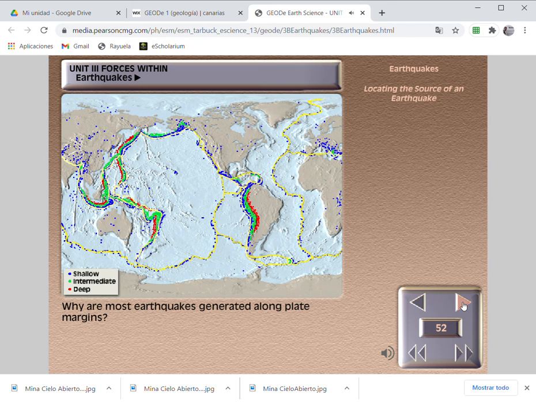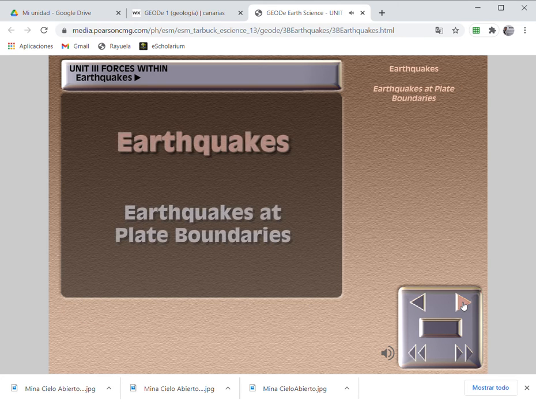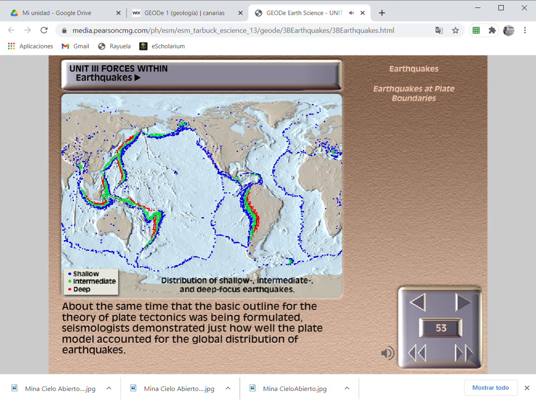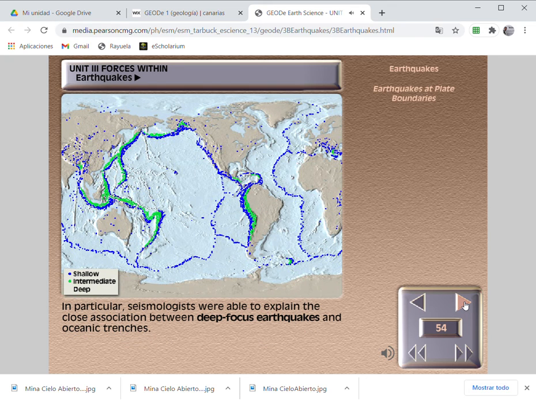Why are most earthquakes generated along plate margins? About the same time that the basic outline for the theory of plate tectonics was being formulated, seismologists demonstrated just how well the plate model accounted for the global distribution of earthquakes. In particular, seismologists were able to explain the close association between deep focus earthquakes and oceanic trenches.